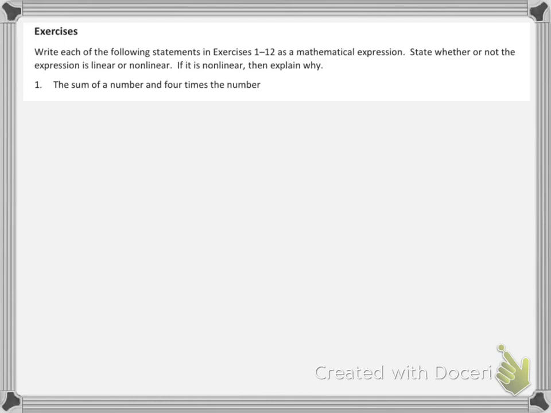The sum of a number. Let's use a for a number. That's something we don't know, so we've defined our variable. The sum means it's going to be an addition problem, so this is a plus 4 times that number. That's 4 times a. So our expression, a plus 4a, is the sum of a number and 4 times the number.